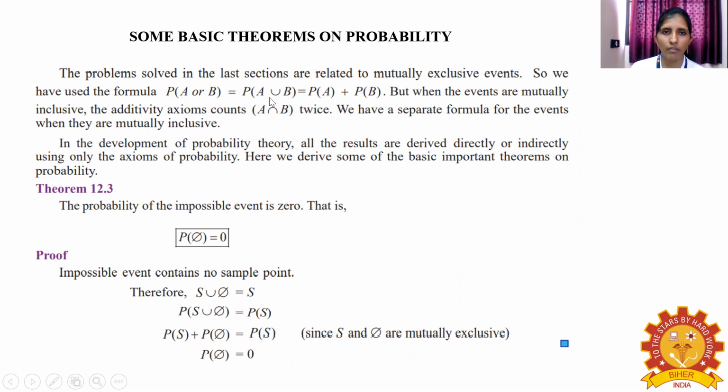We have already used the formula P of A union B is equal to P of A plus P of B. The probability of an impossible event is 0, that is P of phi is equal to 0. Let us see the proof. The impossible event contains no sample point, so the sample space union an empty set will again be the sample space. So the probability of S union phi is equal to the probability of S, and P of S plus P of phi is equal to P of S. As you can see, P of S gets cancelled, so P of phi is equal to 0.